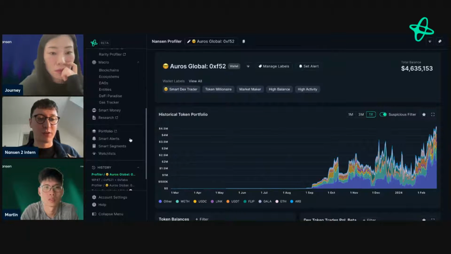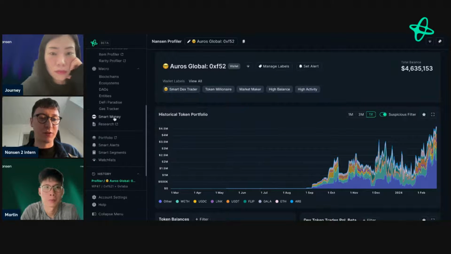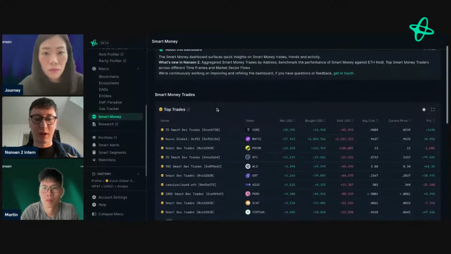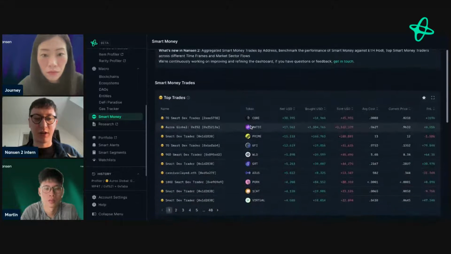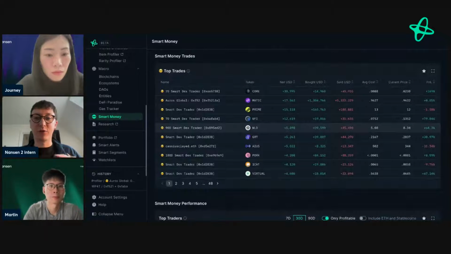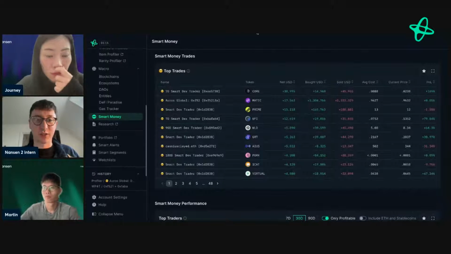And that's just one way of using smart money. Another example is if we go to smart money again, and we go to transactions or overview. Actually, this could be really interesting, and you can look at top trades. Top trades is a really good way to find addresses, because these are the addresses that are making the most money.